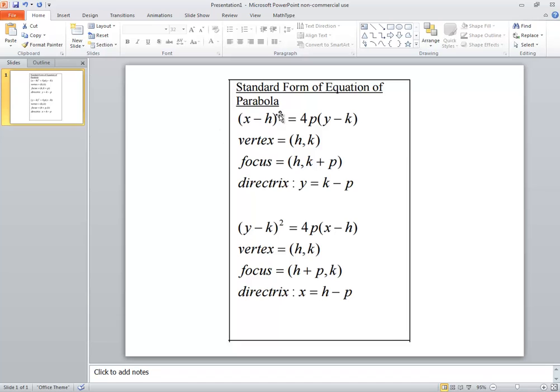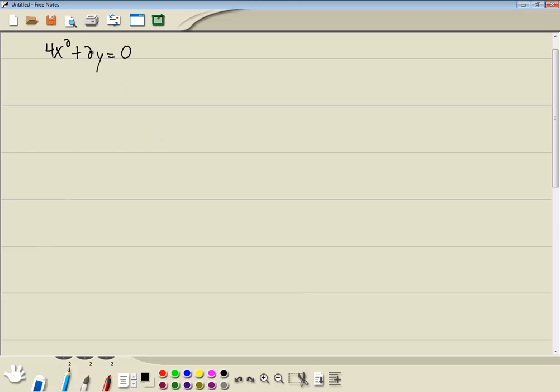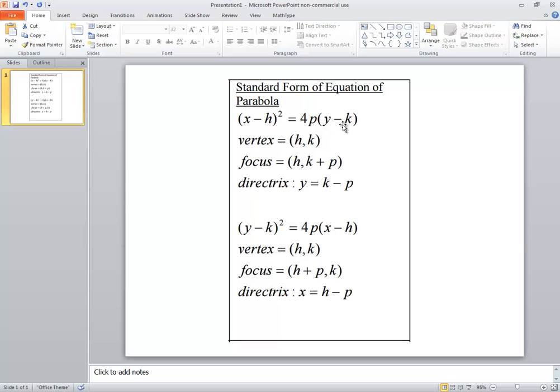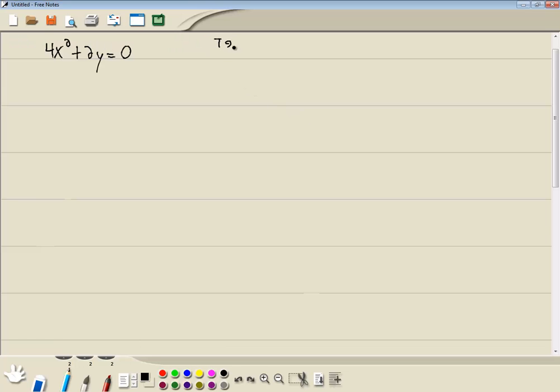We got two formulas. Top one is where the square is on the x. Bottom one is where the square is on the y. Here we got the square on the x, so we're going to use the top formula. Our goal is we want to rewrite that as x minus h squared is equal to 4p times y minus k.